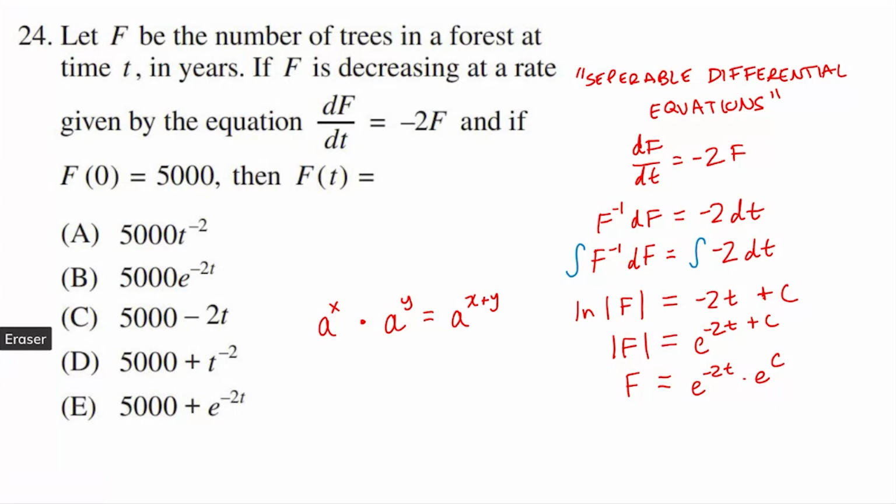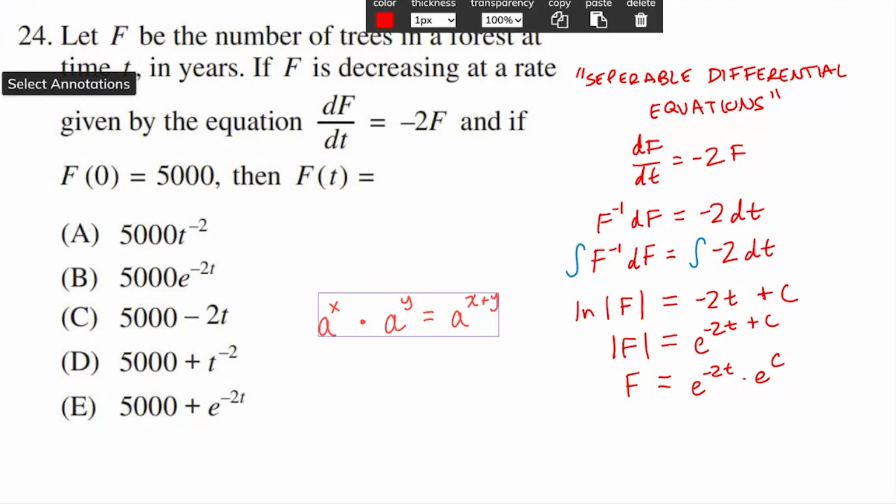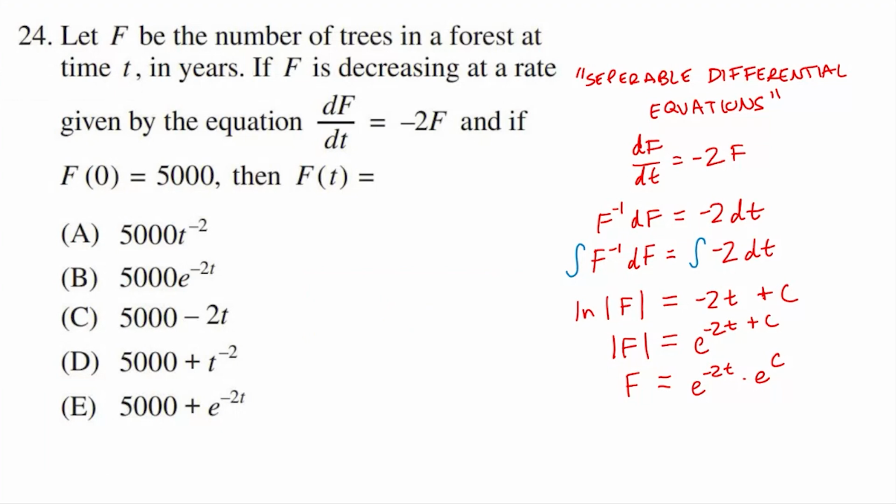And one reason for doing that is that e to the c, Euler's number raised to some constant power, is still going to be a constant. If I raise a constant to another constant power, that's just going to be some other constant. I'm just going to rewrite e to the c as c, knowing that it's just some constant. So I'm going to rewrite this equation as f equals c times e to the negative 2t.